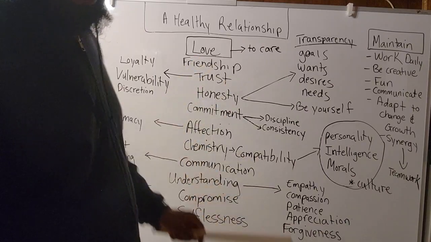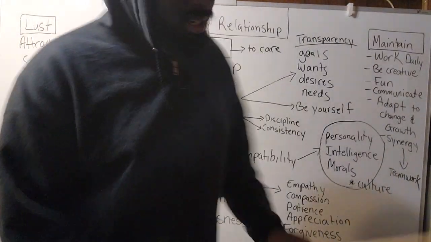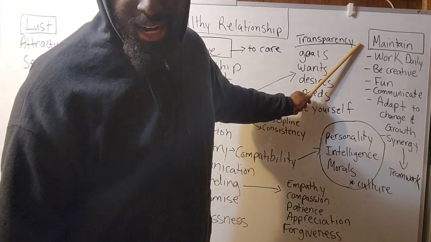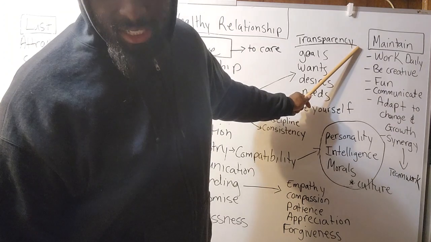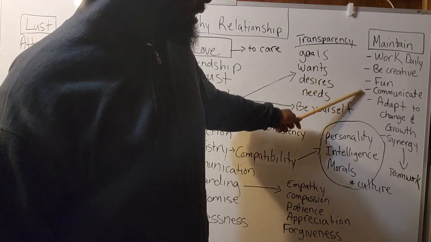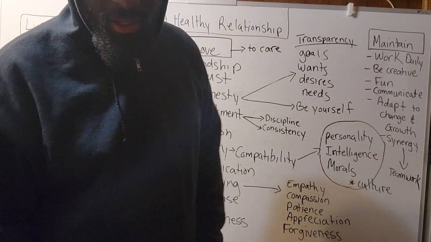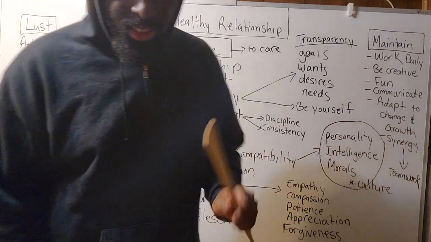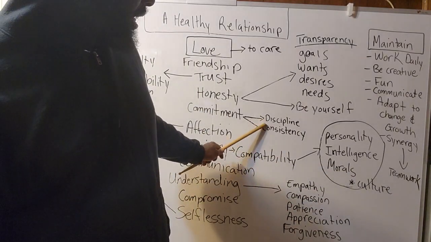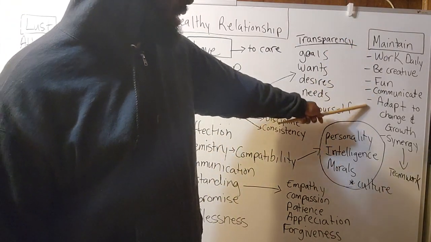Now, after you have lust, love, now you got to maintain your relationship. Now, this is where a lot of relationships crumble because they don't maintain the relationship. And this falls under consistency and discipline.